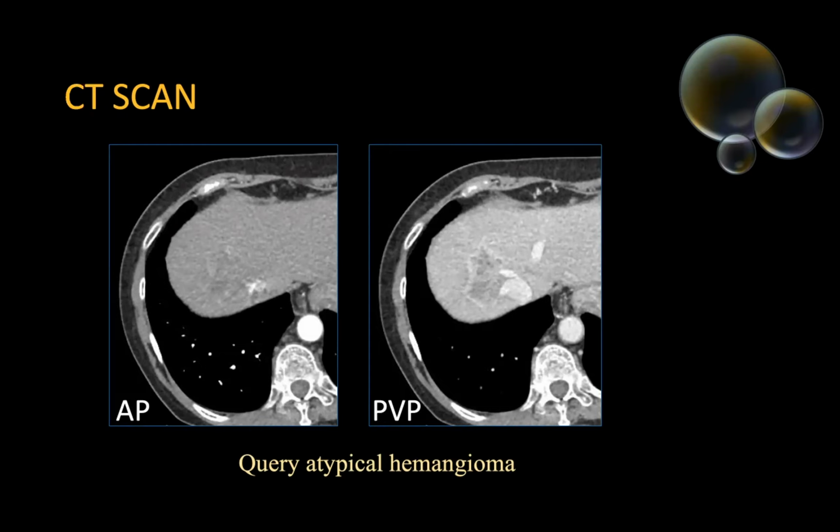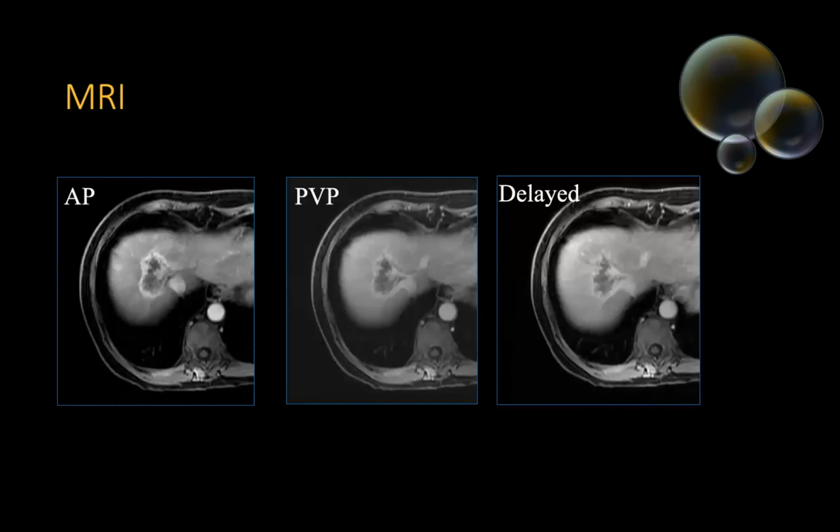but it's a funny looking mass, and it was questioned to be possibly an atypical hemangioma with a recommendation to go to MR scan. So on MR scan, you can see a very unusual appearance again. So the appearance in the arterial phase continues to show this rather nodular peripheral enhancement. And in the portal venous and the delayed phase, there is really not very much change.